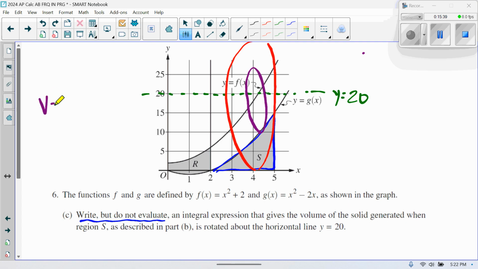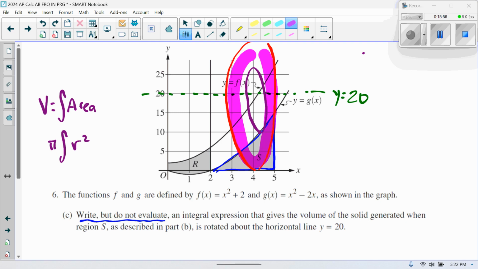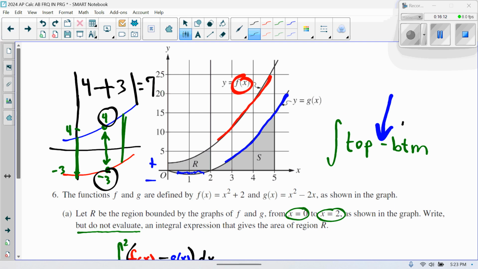Remember, when I want volume, I integrate the area, right? The area of a circle is pi r squared. The thing is, I want this big circle, which is the red, but then I want to subtract the inner circle, which I have here in blue, or a deeper purple, whatever. So instead of one r, just like for the first problem, how it was top minus bottom, it's going to be the bigger radius minus the smaller radius squared.